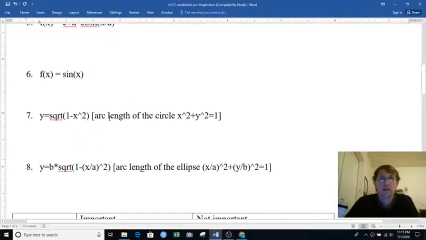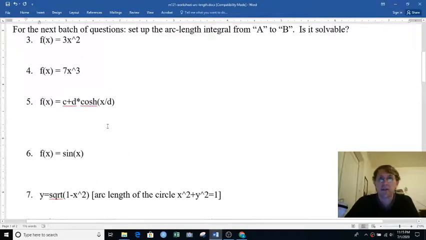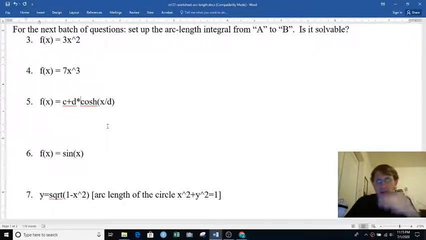So this file, this worksheet activity thing is in the big file of all the homeworks. I'm not collecting it, but it's a nice way to kind of think systematically about some of these arc length things.